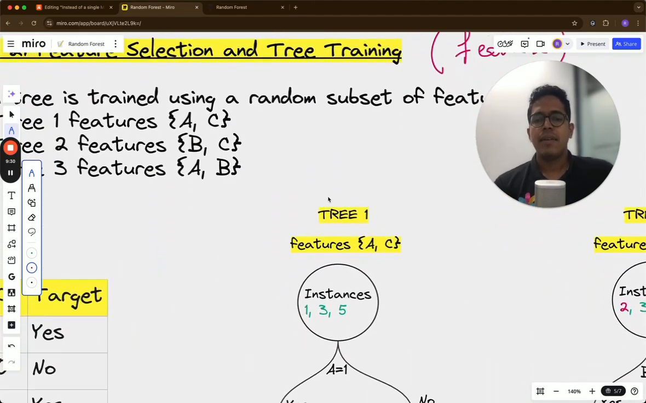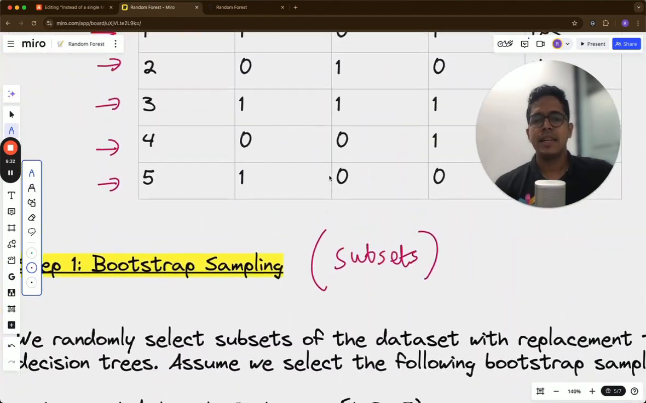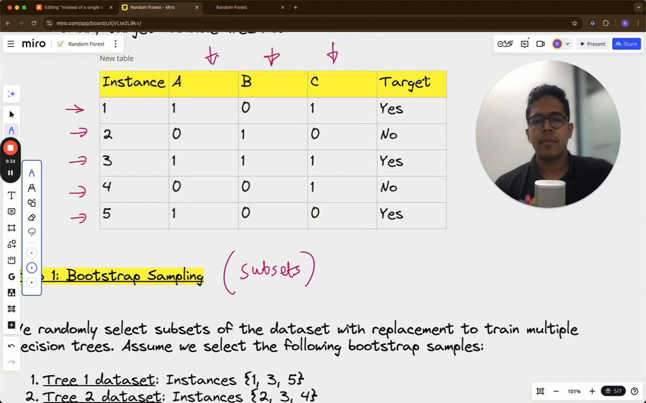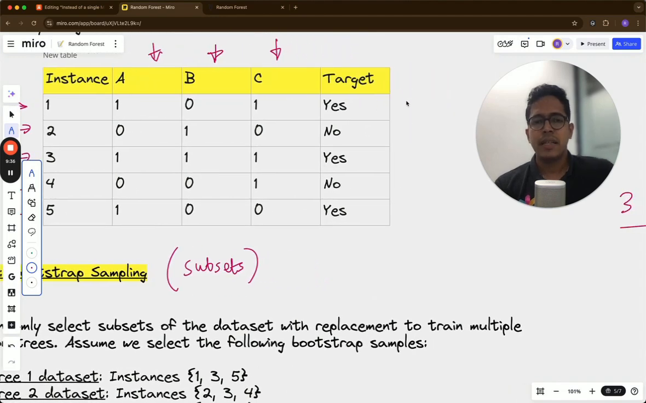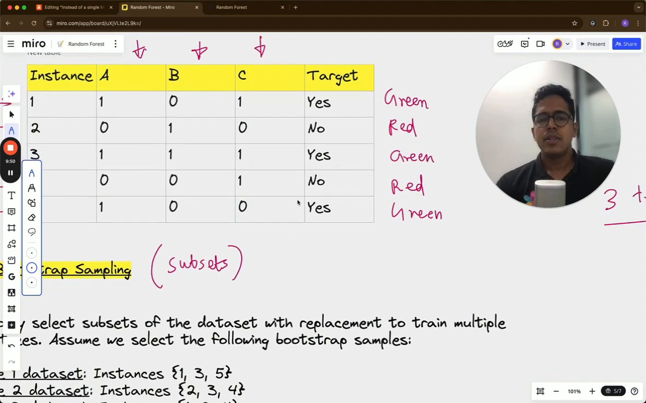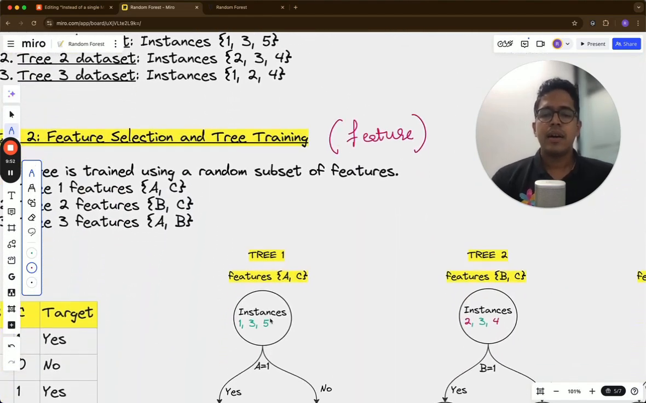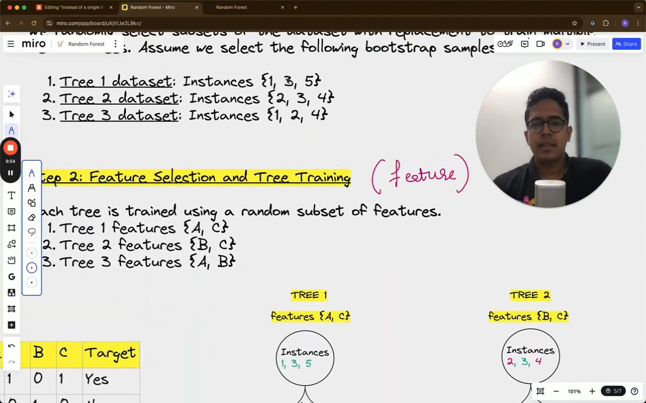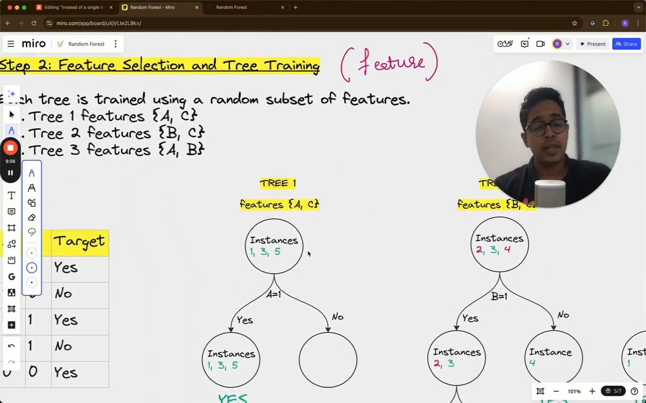So here what I have done is, for each instance, I have denoted a color based on the target. So yes means I will put green color, and no means I will put red color. So green, red, green, this is red, and this is green. Okay. So I have data points 1, 3, and 5 going into tree number 1.